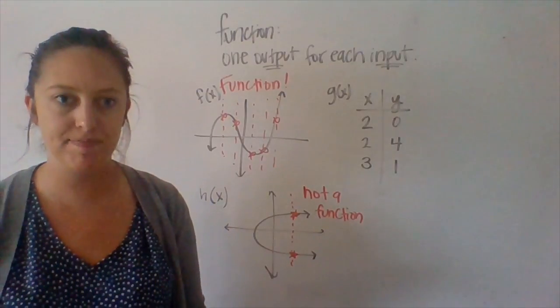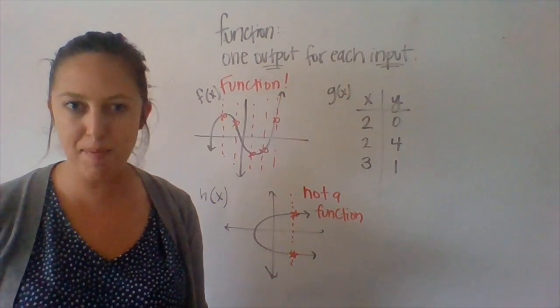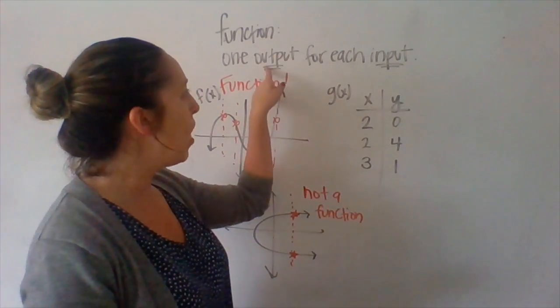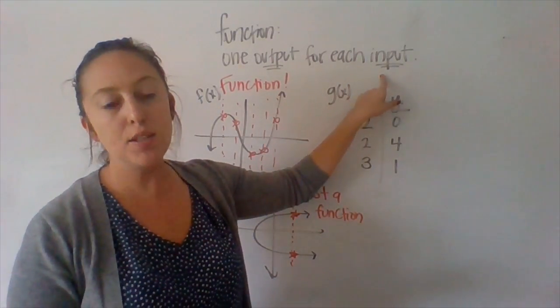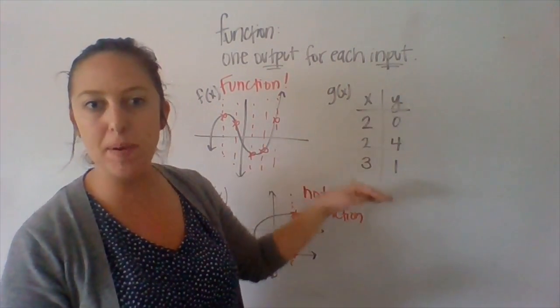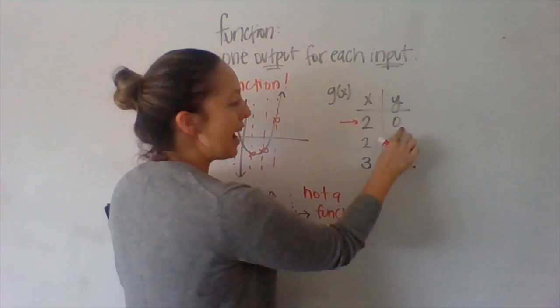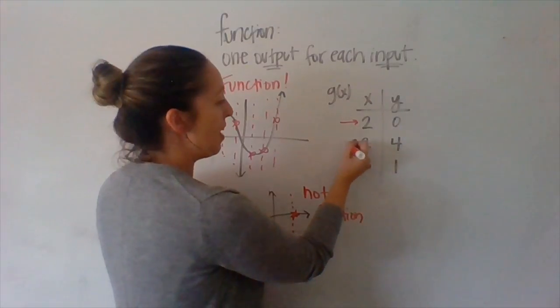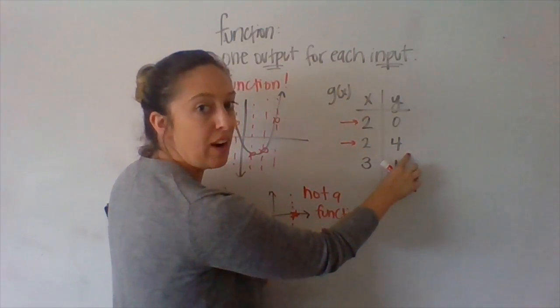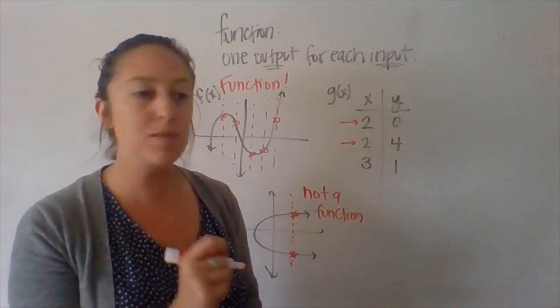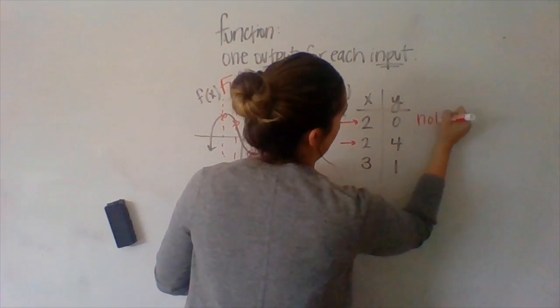It hit twice. Okay. Let's think about a table. A table, if I'm looking at this, I want only one output for each input. So I need to make sure that my input is not repeating itself, right? So if I look here, I have a 2 that's at a height of 0, but I also have a 2 that's at a height of 4, right? So I have two different outputs for that same input value, which means that this would not be a function.